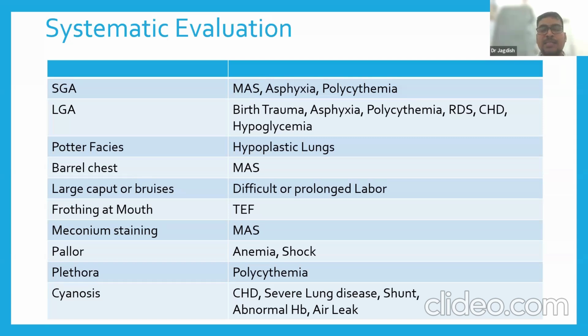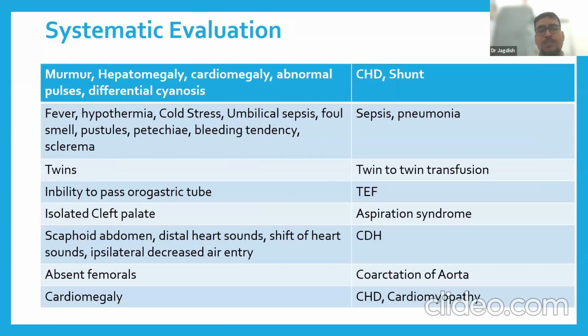If there is a barrel chest, or an increase in the anterior posterior diameter of the chest wall, then we can think meconium aspiration may be the cause. And if the baby is having excessive frothing from the mouth, then we can think tracheoesophageal fistula may be the cause. Similarly, if the baby has a scaphoid abdomen and distant heart sounds shifting to the right side, then you think maybe possibly we are dealing with a case of congenital diaphragmatic hernia.